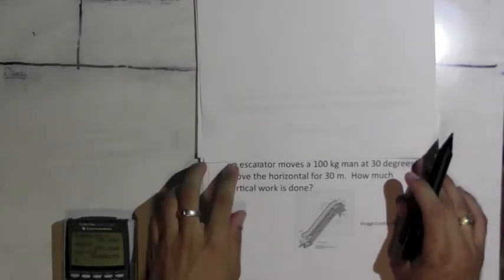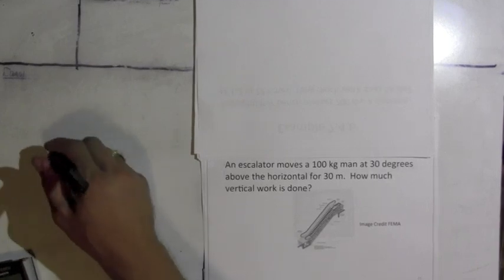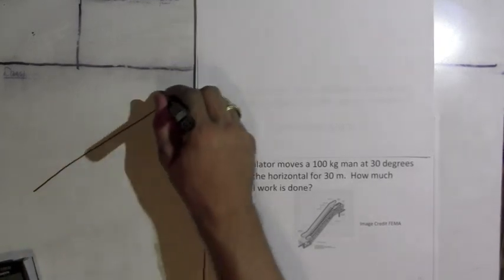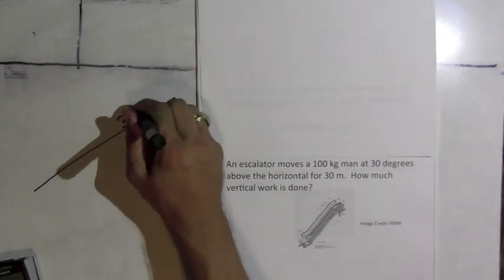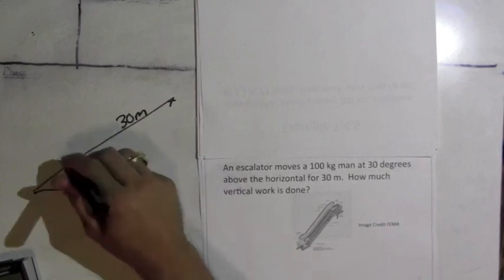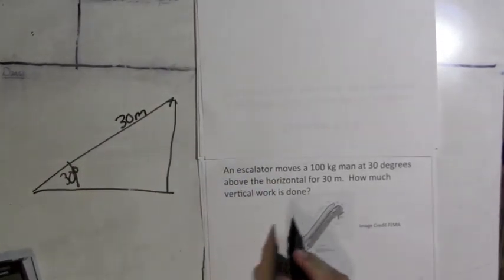All right, this question says, an escalator moves a 100 kilogram man at 30 degrees above the horizontal for 30 meters. How much vertical work is done? So you have an escalator that moves the man 30 meters at 30 degrees. So we are trying to figure out the amount of vertical work done.